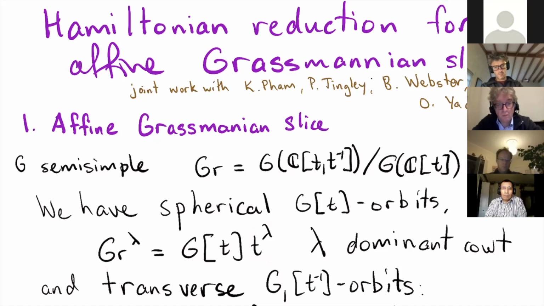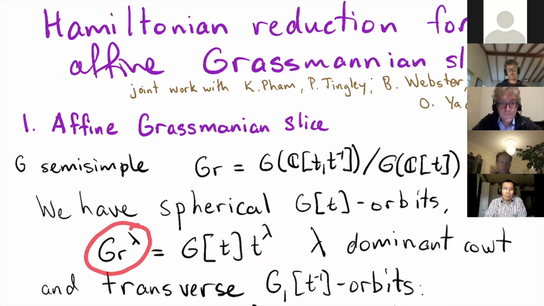If you're more familiar with finite dimensional flag varieties, they can be thought of as analogs of Schubert cells in the affine Grassmannian. Although they're not technically cells, they're actually a vector bundle over a flag variety. And these Gr^lambdas are finite dimensional subvarieties of the affine Grassmannian. The affine Grassmannian itself is infinite dimensional, and these guys are finite dimensional. Okay, so that's one family of things we're going to look at, these finite dimensional spherical orbits in the affine Grassmannian.